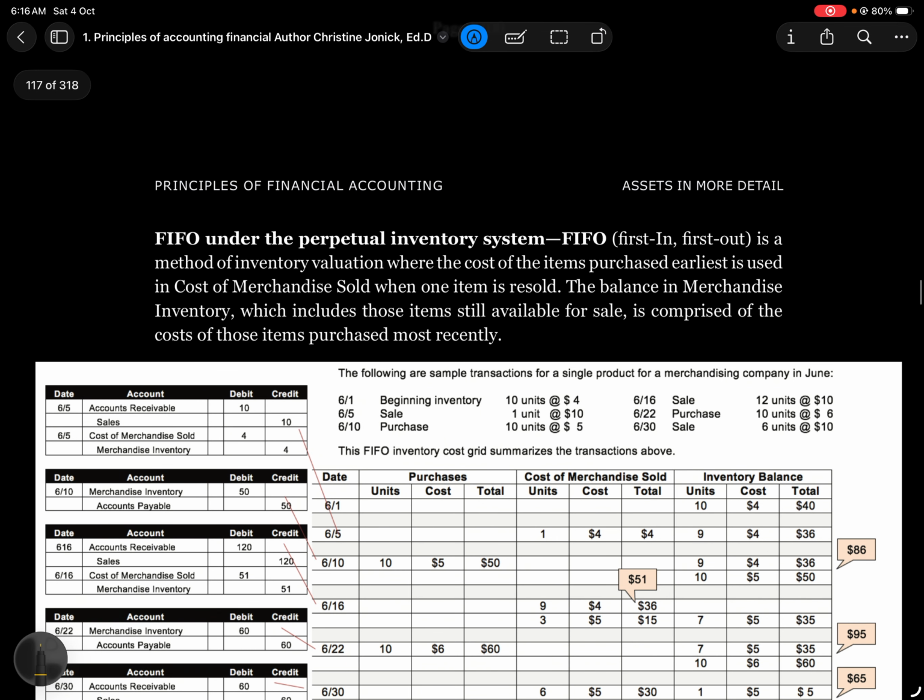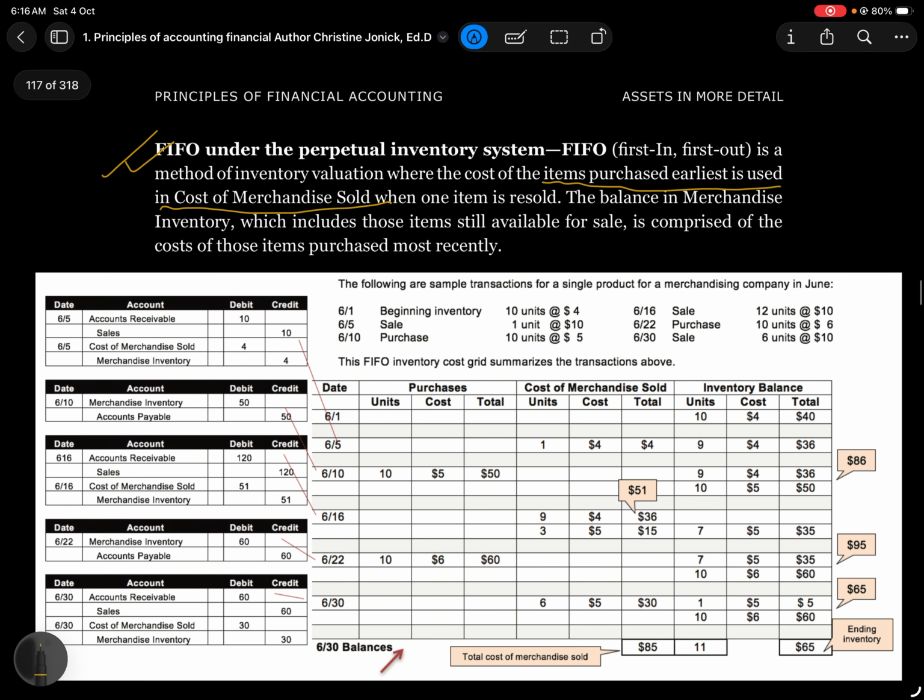Next, let's look at this. Okay. So under FIFO under the perpetual system, the items purchased earliest are used in COGS when any item is resold, right? So let's say we've got a starting inventory of 10 units at $4, 40 total, right? Now let's say we are selling something. As you can see over here, we have a beginning inventory.